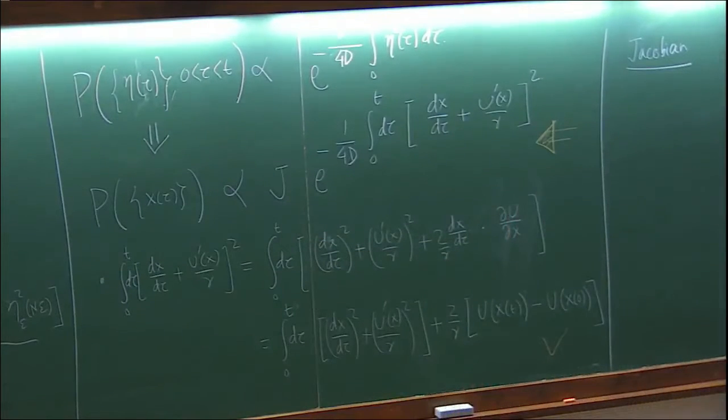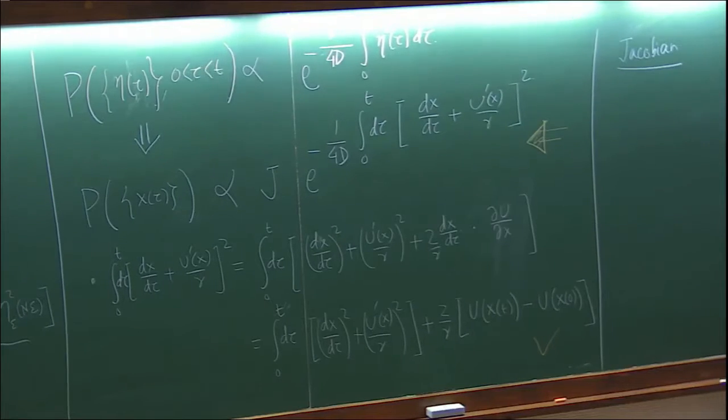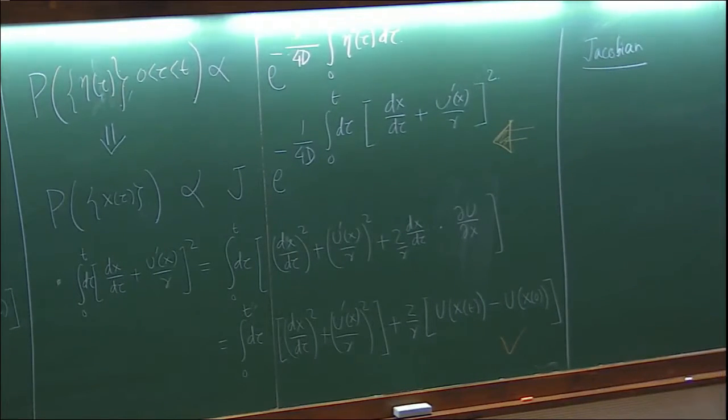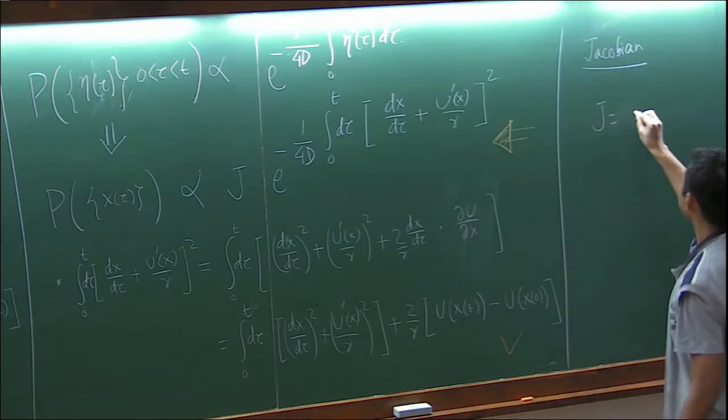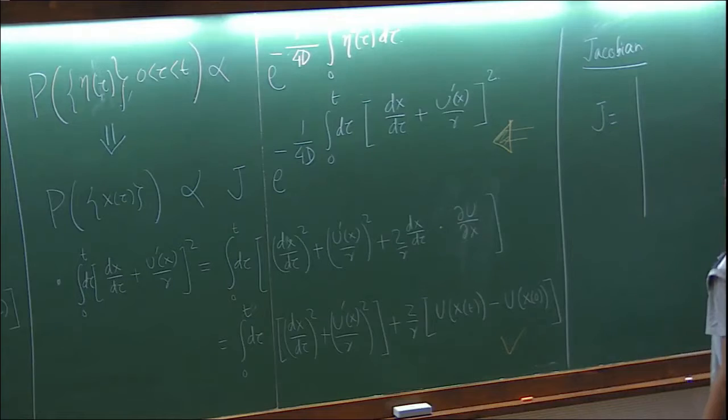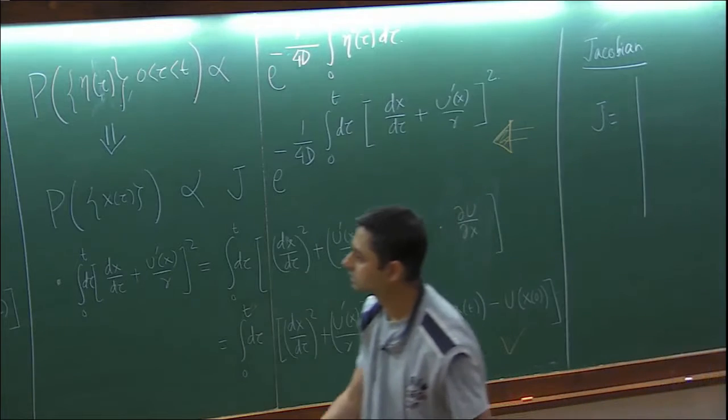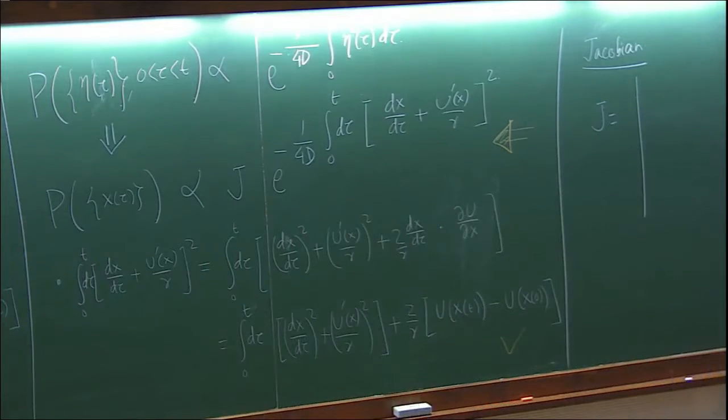So what is this Jacobian actually? Suppose you go from variables x1, x2, x3 to y1, y2, y3, right? So what is the Jacobian? The Jacobian is a determinant of a matrix, right? So what is the variable? You are going from this variable to that other variable.